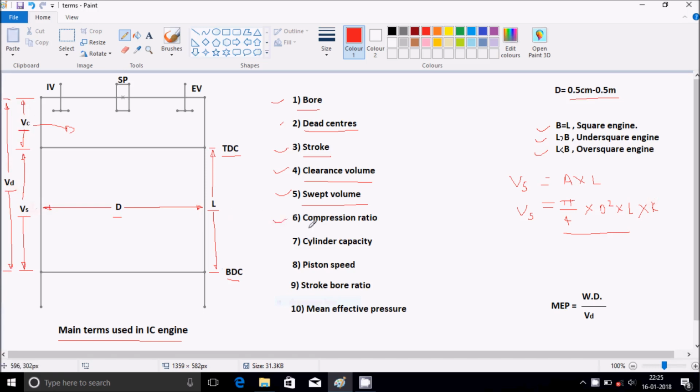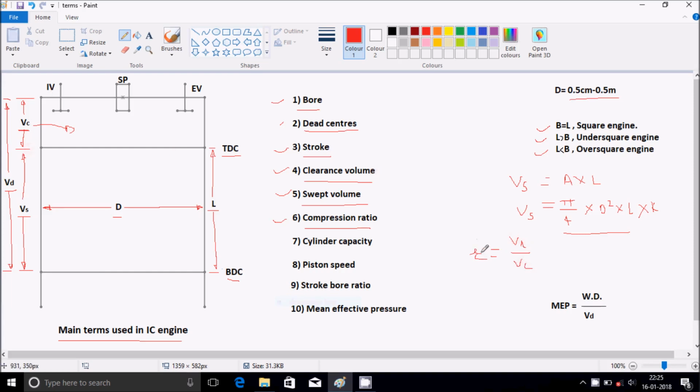Next is the compression ratio. It is denoted by small r. It is the ratio of total cylinder volume to clearance volume. That is V suffix D upon V suffix C, where V suffix D is the total cylinder volume and V suffix C is the clearance volume.